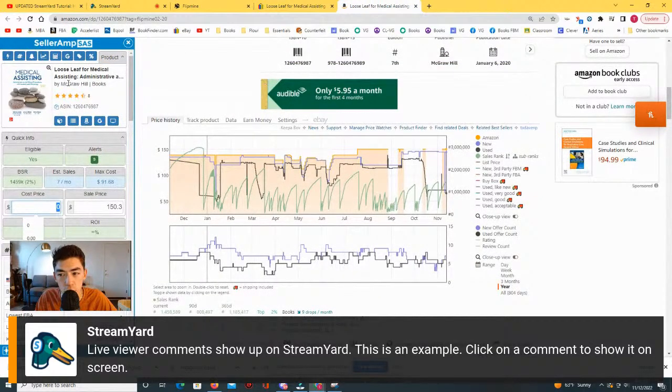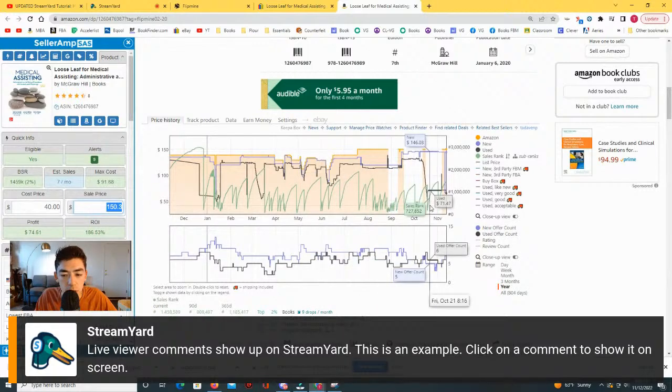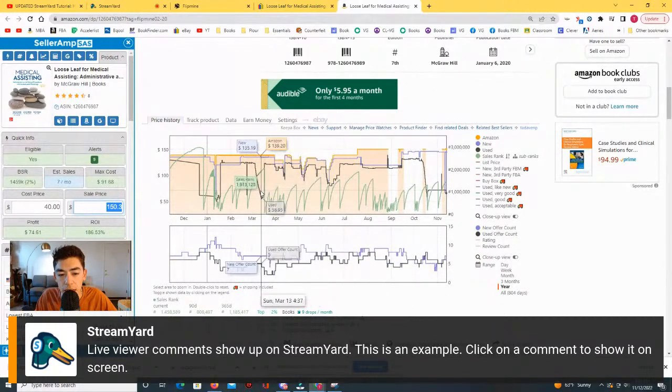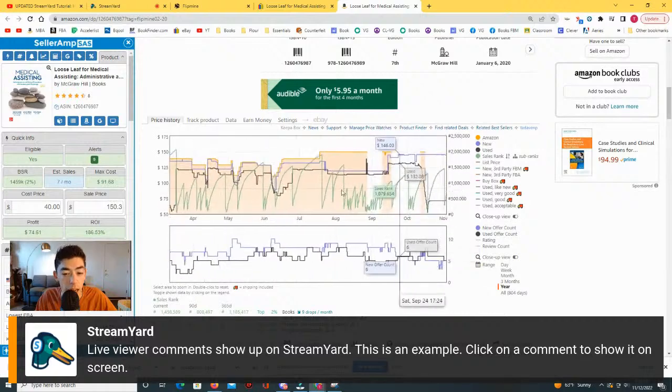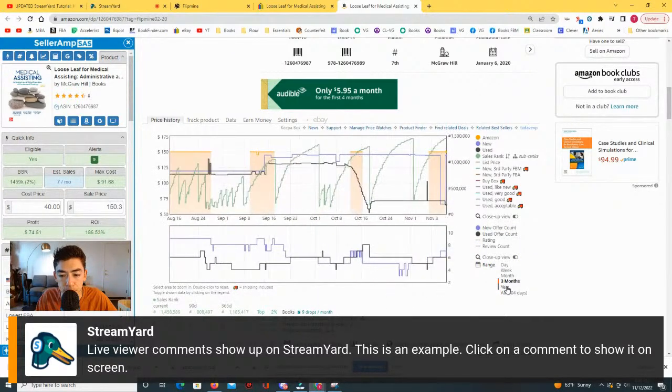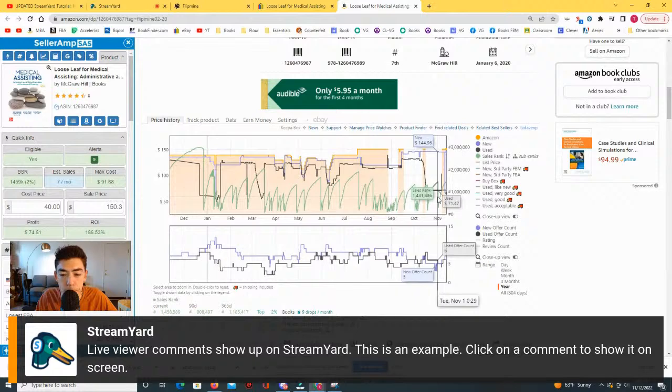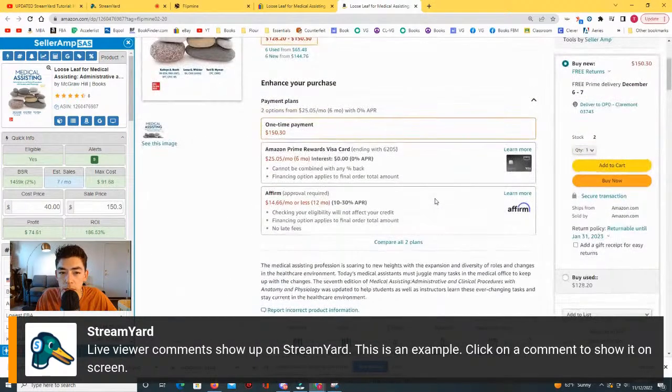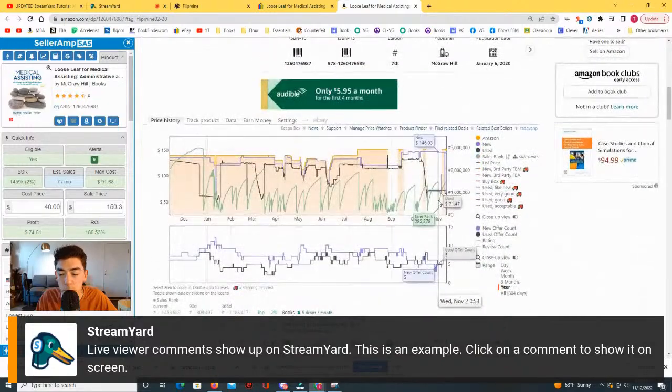So over here, I'm on a Chrome extension called SellerAmp. This has an FBA calculator where you can kind of put in the cost price and what you think you can sell the book for, and it spits out like a potential profit. So this Keepa chart looks like has had some pretty high sales here, for over $100. So if you were to buy this for $40, I think that there's probably definitely a chance that you can sell it for more than what it's listed at right now.